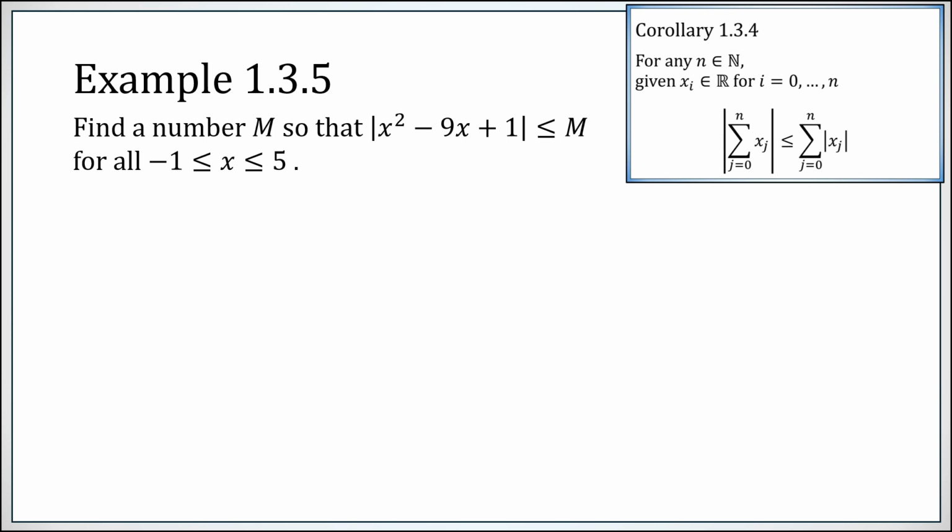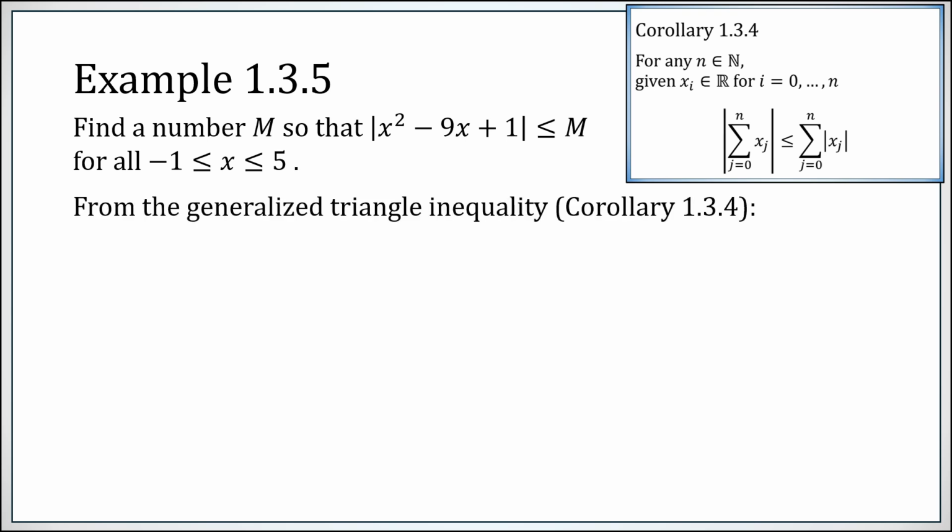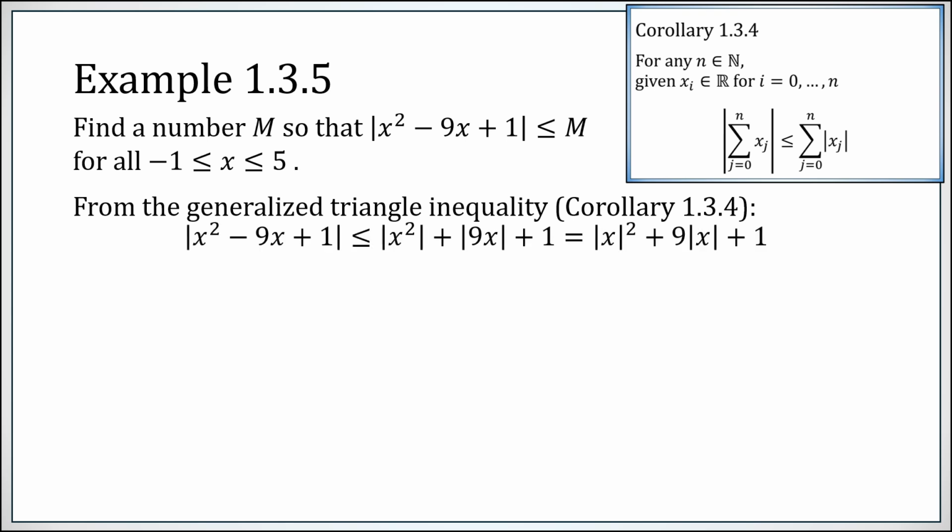So here's an example. Can we find a real number m so that x squared minus 9x plus 1 is less than or equal to m for every real number x between minus 1 and 5? Now, from corollary 1.3.4, that x squared minus 9x plus 1 is just a sum of three terms. So I may say that the absolute value of x squared minus 9x plus 1 is less than or equal to the absolute value of x squared plus the absolute value of negative 9x, but I can ignore that minus sign, plus the absolute value of 1, which is simply 1.